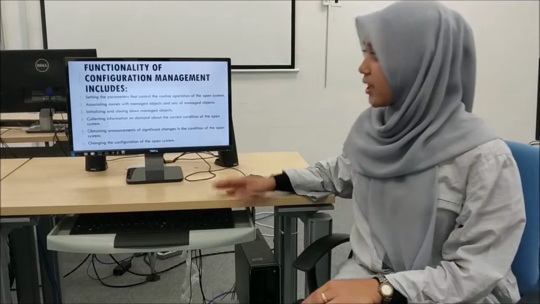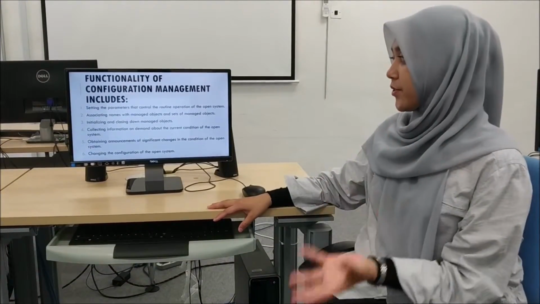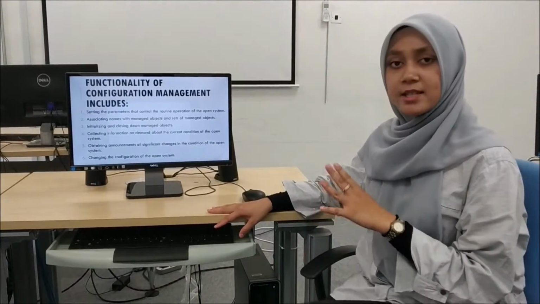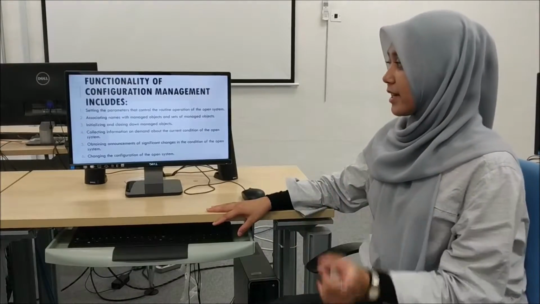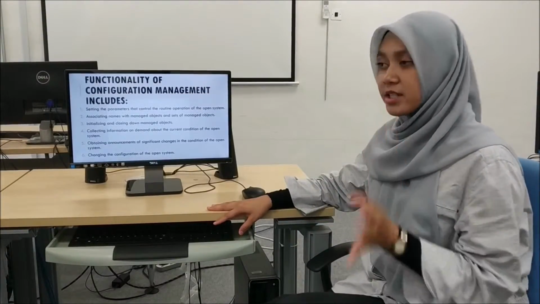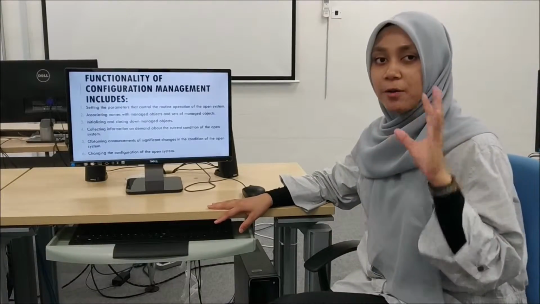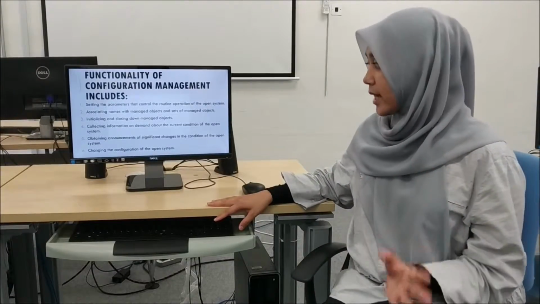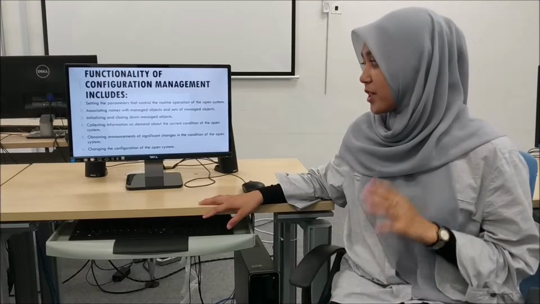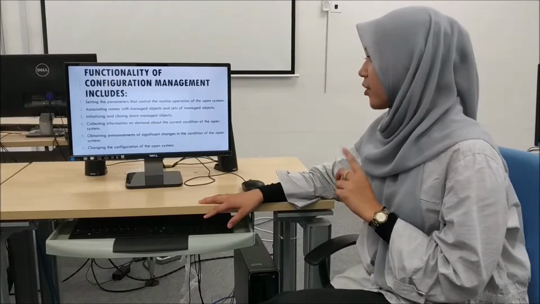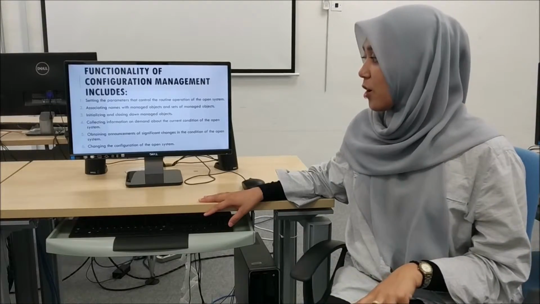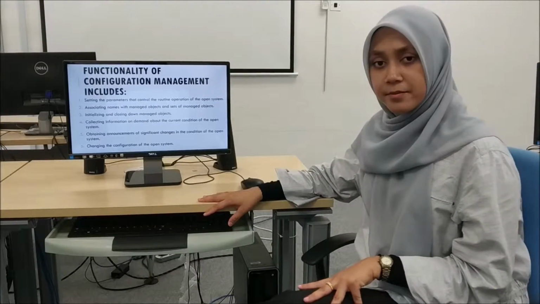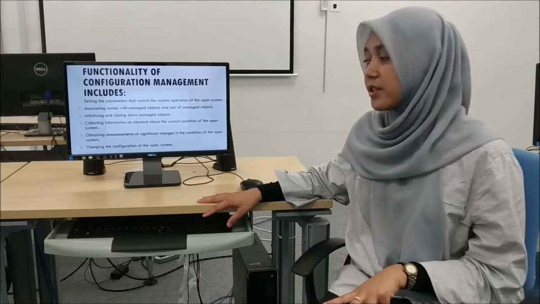I will proceed to the functionality of configuration management. First, setting the parameters that control the routing operation of the open system. Second, associating names with managed objects and sets of managed objects. Third, initializing and closing down managed objects. Fourth, collecting information on demand about the current condition of the open system. Fifth, obtaining announcements of significant changes in the condition of the open system. Sixth, changing the configuration of the open system.